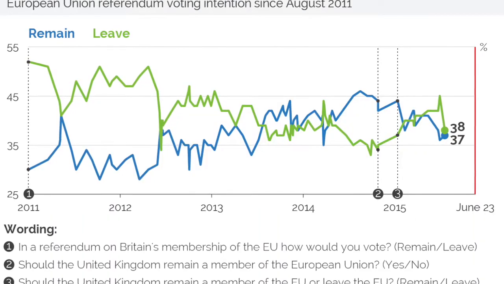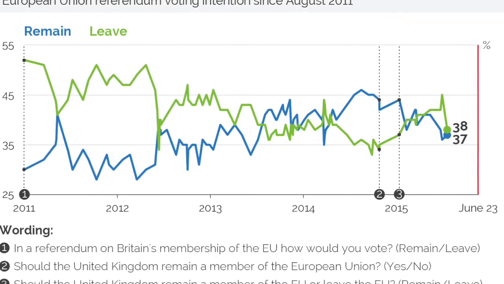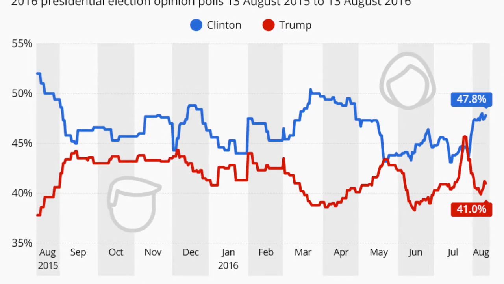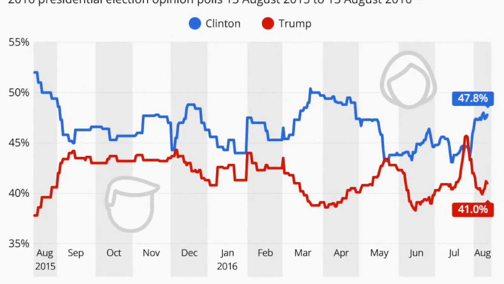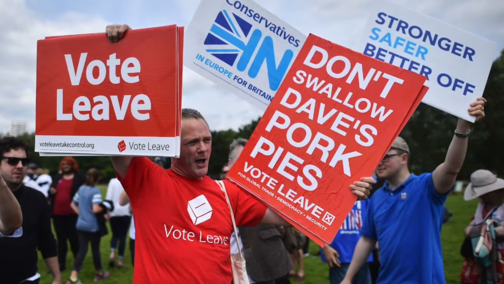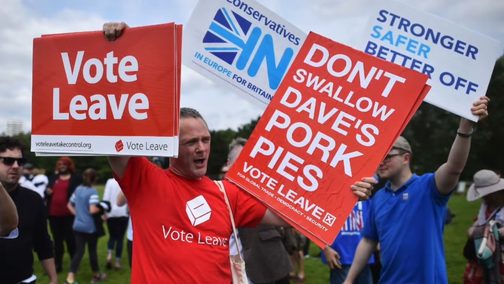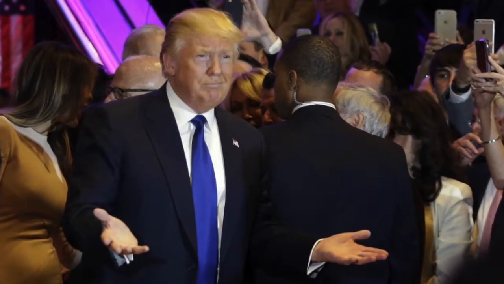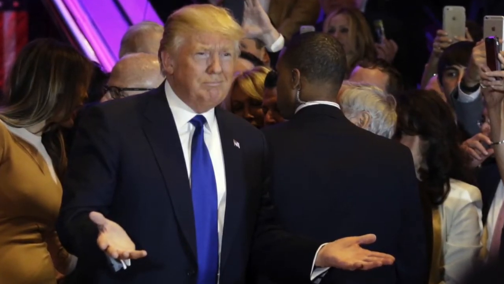The majority of the polls throughout the EU referendum predicted we would vote to stay in. Equally, the majority of the polling in America predicts Trump will lose. A week before the referendum, however, polls showed signs we may vote leave, and as a result the pound dropped. The dollar has also dropped as polls rise in favour of Trump.